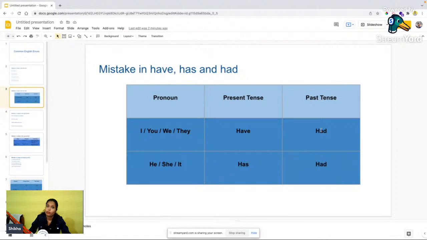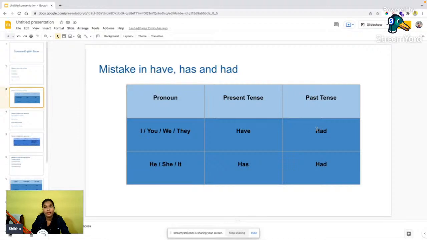He had gone for Goa. Okay, that means now he is not in Goa. He has already gone there and he has come back also. Yeah, he had gone for Goa. He had his dinner, means he has already had his dinner and it is over, he has finished having his dinner, right?